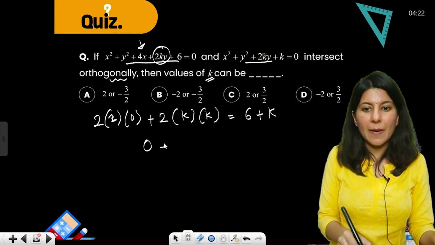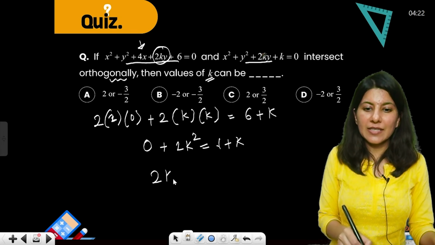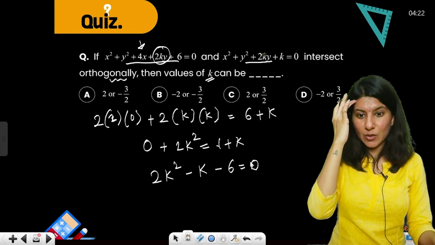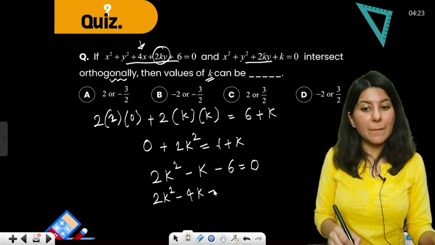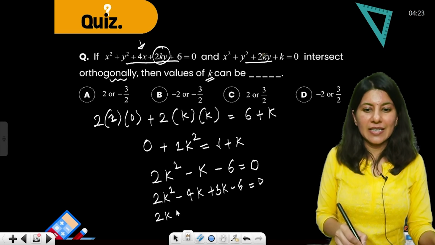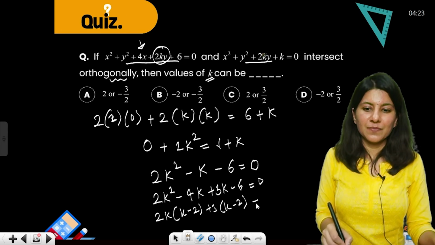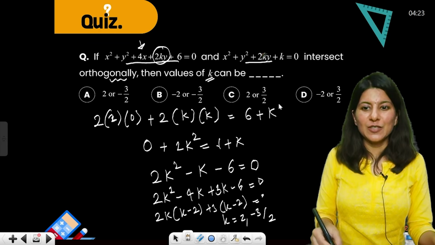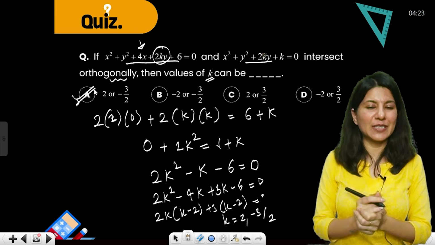Okay. So 0 plus 2k square is equal to 6 plus k. 2k square minus k minus 6 equals 0. Now 6 twos are 12, so 3 and 4. 2k square minus 4k plus 3k minus 6 equals 0. Let's take 2k common: k minus 2, plus 3 common, k minus 2. So k is equal to 2, comma, minus 3 by 2. 2, comma, minus 3 by 2 is matching with option A clearly. So option A is absolutely right.